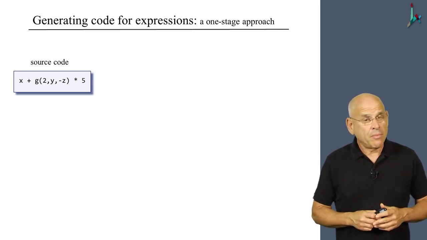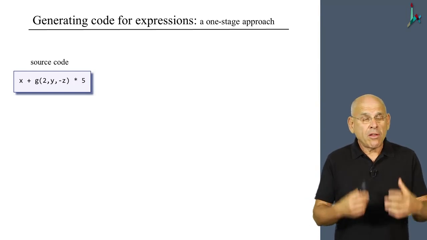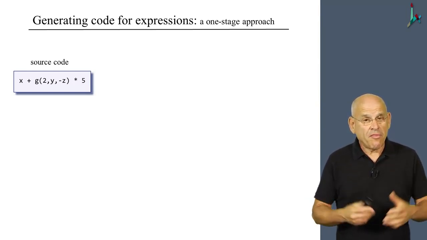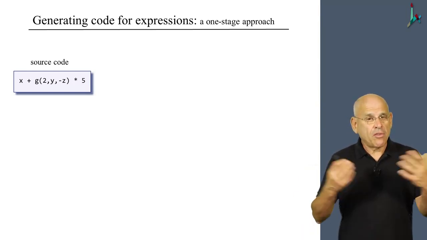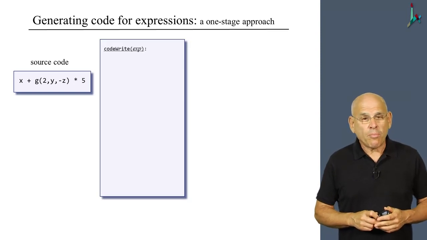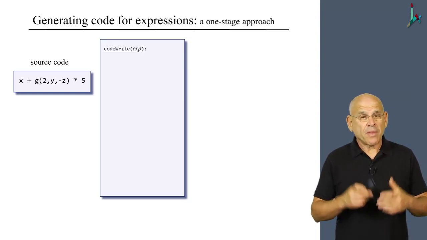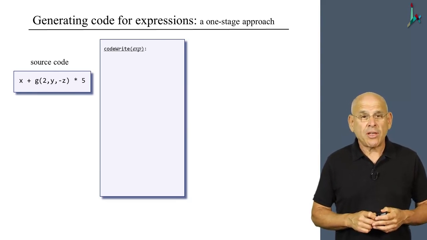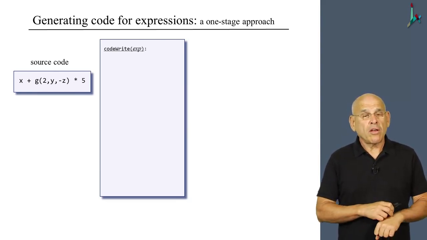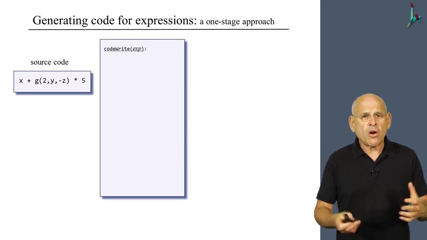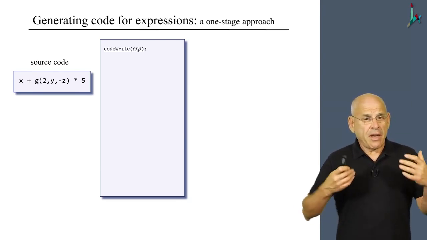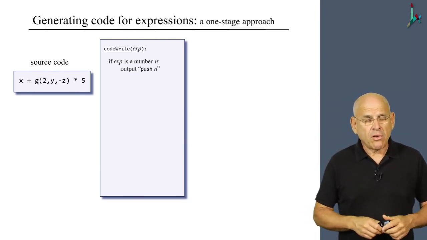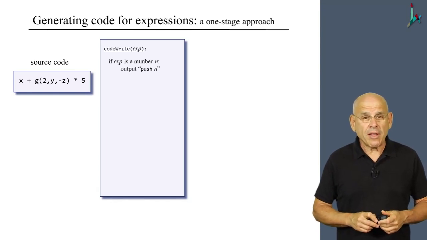In the algorithm that you will see here, we're going to generate the VM code on the fly without having to create the whole parse tree in the process. In particular, we will use the following code generation algorithm that we called code-write. So code-write receives an expression and goes on to generate code from it.